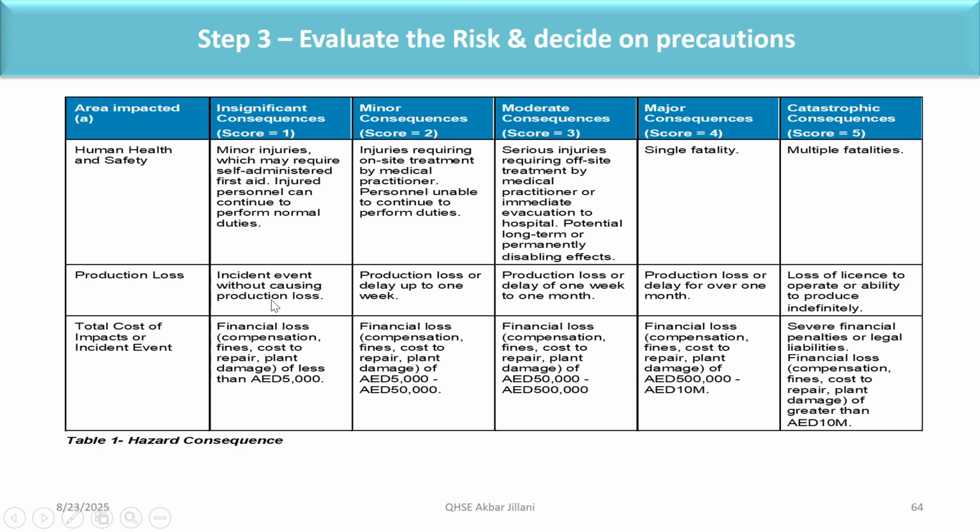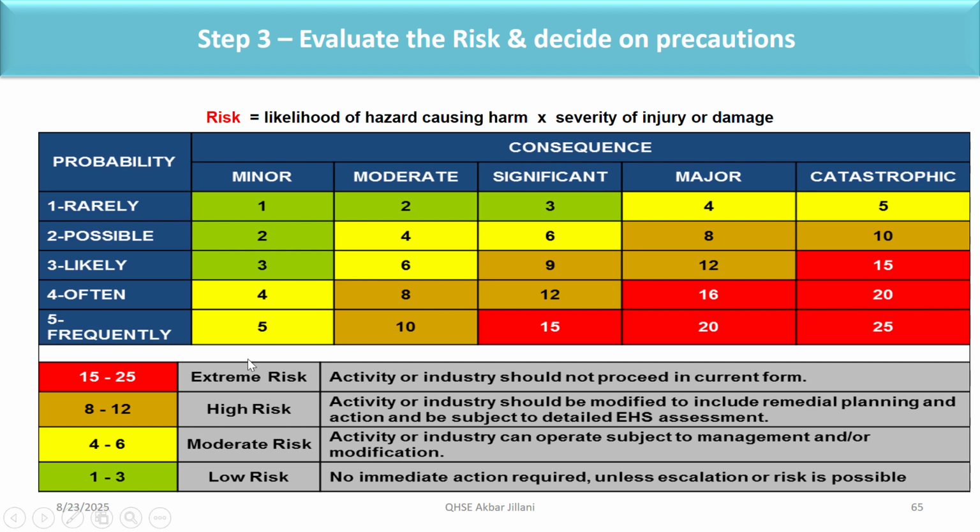Now in terms of production loss, in the first, no production loss. If it's a manufacturing company, 1 week to 1 month, this is 3. Over 1 month, 2 months, 3 months will be 4. Then loss of license will be 5. So this is the severity rating or the consequence rating. This is difficult to understand, so it's better to take a photo of this and try to read it yourself. It will be the same for you people.